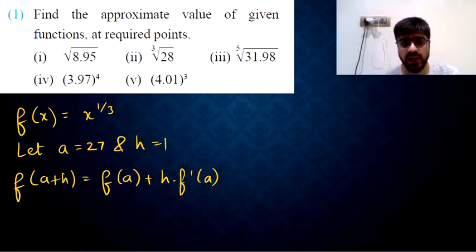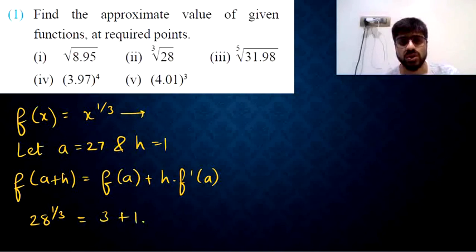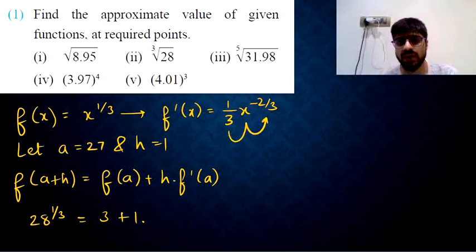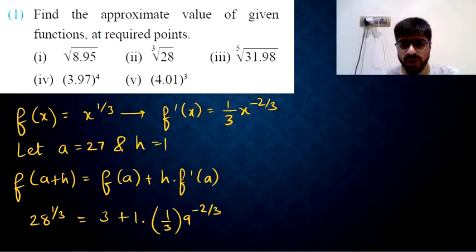And f of 28, f of x was x power 1 by 3. So f of 28 will be 28 power 1 by 3. That will be f of a, which means it is f of 27. F of 27 will be 27 power 1 by 3, which is equal to 3, plus h, which is equal to 1, into f dash a. So if I go for f dash x, this is going to be 1 by 3 into x power minus 2 by 3. So f dash a, that will be f dash 9, that is 1 by 3, 9 power minus 2 by 3.